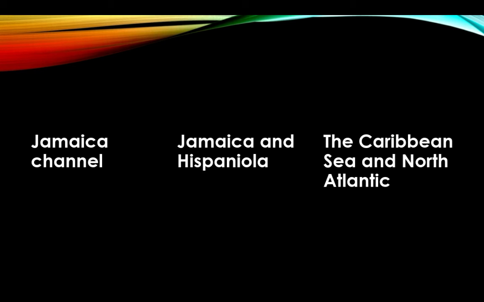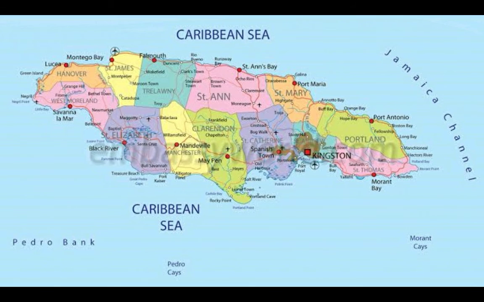Let's move on to Jamaican Channel. Jamaica and Hispaniola are the two land masses, whereas the water bodies are Caribbean Sea and the North Atlantic. In the map we can see Caribbean Sea and Jamaica Channel in the east.